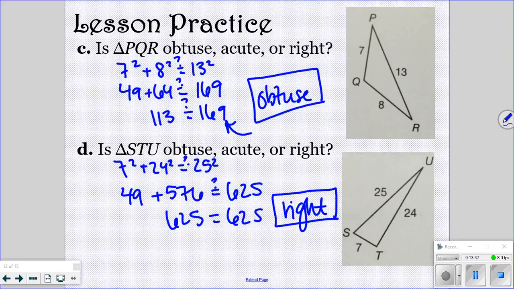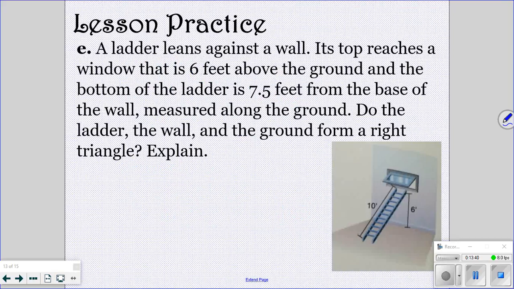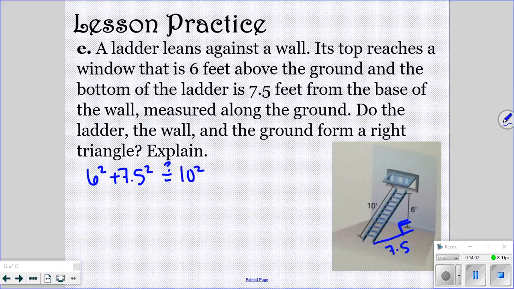Okay, so let's look at one more practice problem. See if y'all can try this one by yourself, and then we'll go over it. It tells us we have a ladder that is 6 feet above the ground. The ladder is 10 feet long, and then it says that this part here is 7.5. And it wants to know, is this right here a right angle? So we're going to do 6 squared plus 7.5 squared. Does that equal 10 squared?